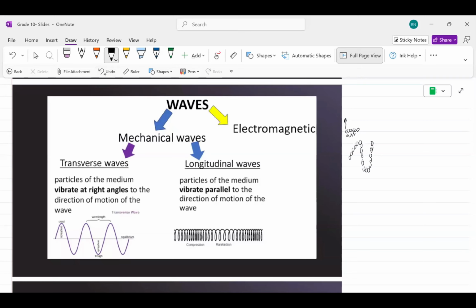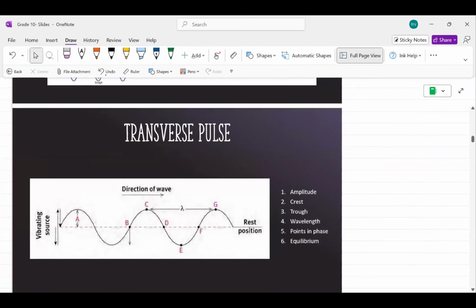Now, in our mechanical waves, we have transverse waves, right? And we have a definition here that says particles of a medium vibrate at right angles to the direction of motion of the wave. We'll look at this in a little more detail just now. But just know that in this one, the particles move at right angles to the direction of the wave, whereas longitudinal waves vibrate parallel to the direction of the motion. And what distinguishes mechanical waves from electromagnetic waves is that electromagnetic waves do not need any medium to go through. They can transfer this energy without any medium in between.